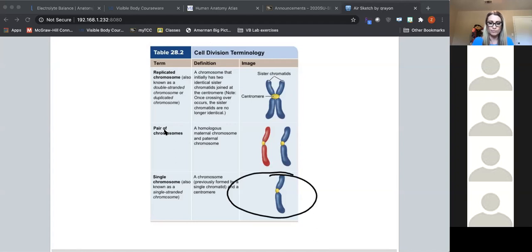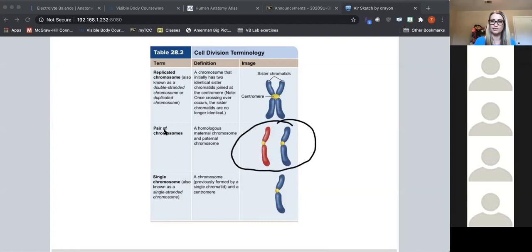A diploid cell would have pairs of chromosomes, okay? So right here in this middle section, you see a pair of unreplicated chromosomes. You would have 23 pairs like this. They are just pairs of chromosomes in a cell that is not dividing, okay?